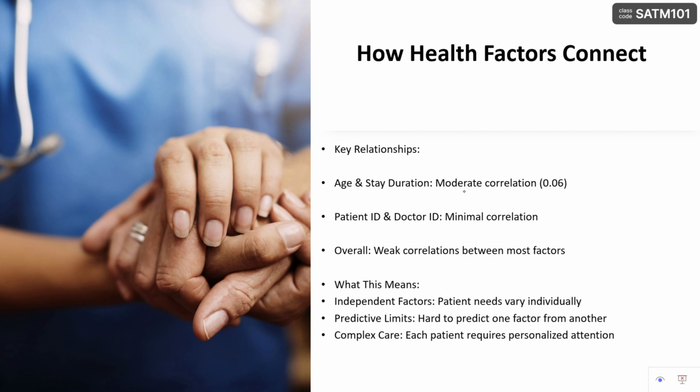Age and stay duration have a moderate correlation of 0.06, and patient ID and doctor ID have minimal correlation. So overall, there is a weak correlation between most factors. So what does this mean? It means the factors are independent; patient needs must be handled individually. Predictive limits: it's hard to predict one factor from another. So for complex care, each patient requires a personalized adaptation.